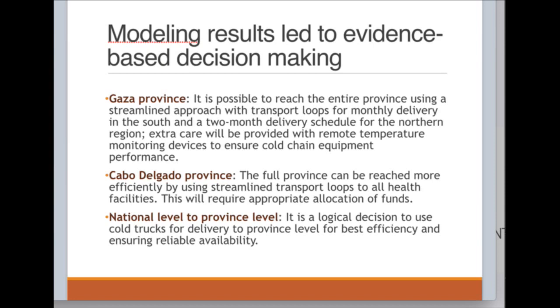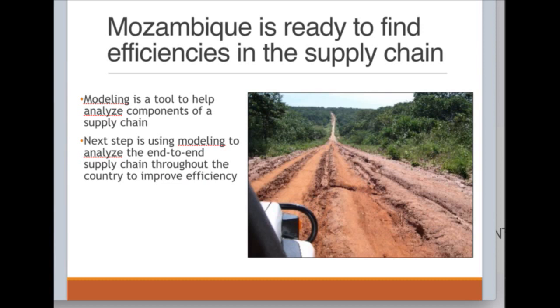So now in Mozambique, we are at the stage where, during December 2014, the EPI national meeting decided that the outcomes of this modeling were very positive and very useful to bring the evidence that the country needs to make decisions. It decided that a national level modeling end-to-end of the supply chain should be done throughout the country, and so now we are in the process of doing that. Thank you.